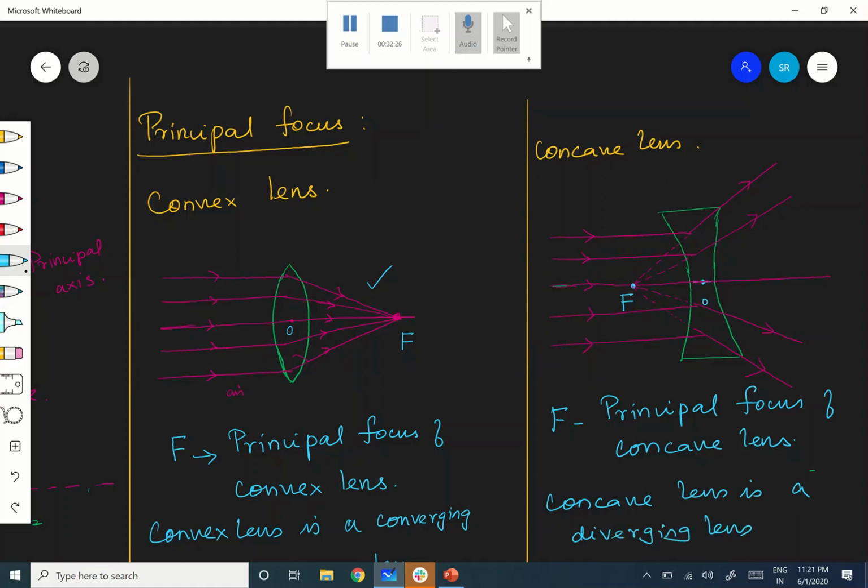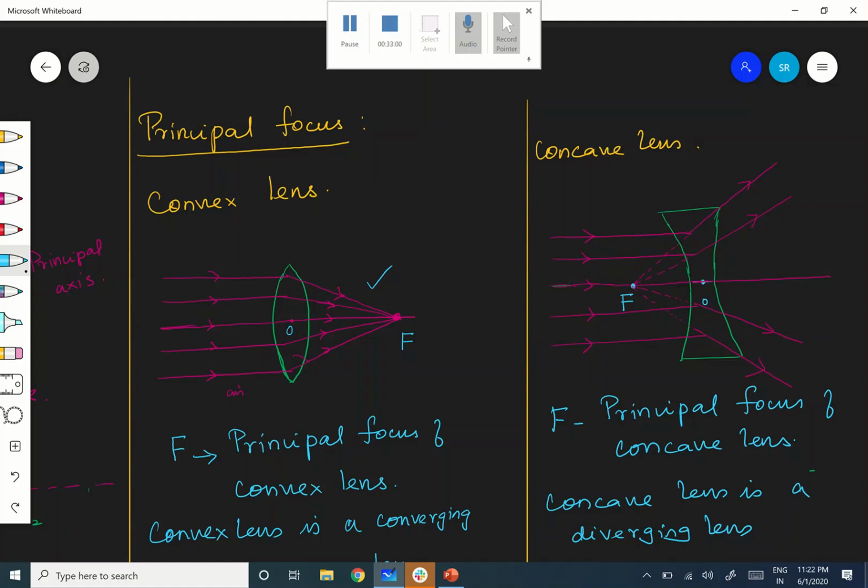A convex mirror is a diverging mirror. Okay, diverging. How to define the principal focus of a convex mirror? The rays parallel to the principal axis, after reflection by a convex mirror, will appear to diverge from a point lying on the principal axis, and that point is called the principal focus of a convex mirror.